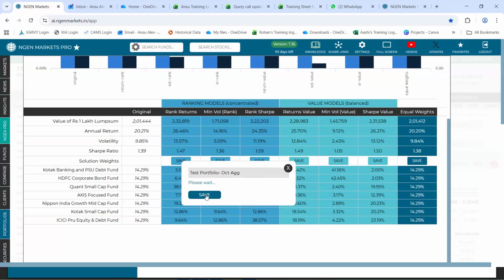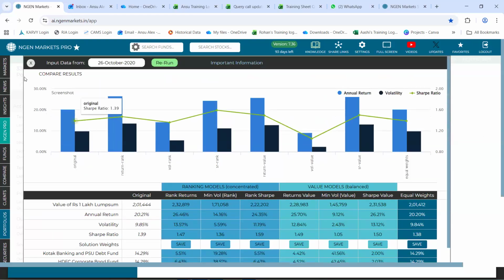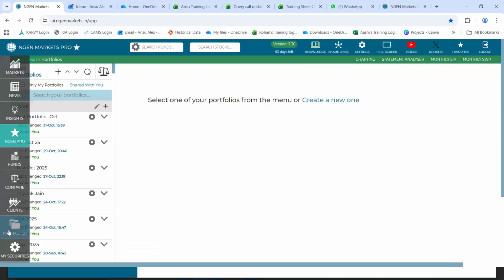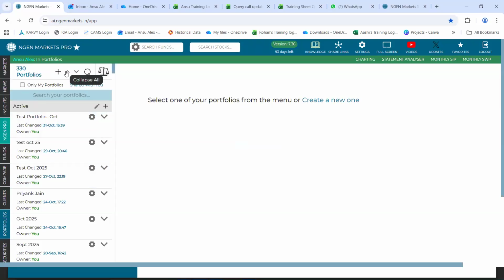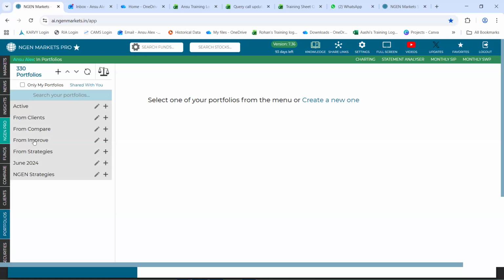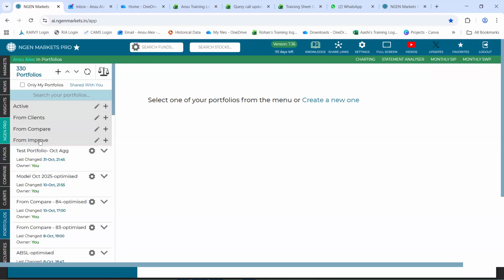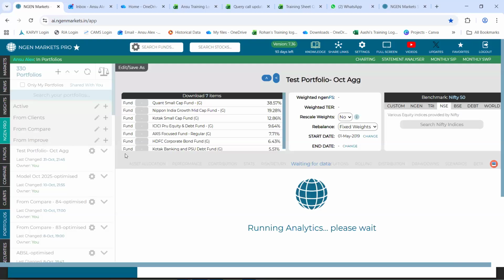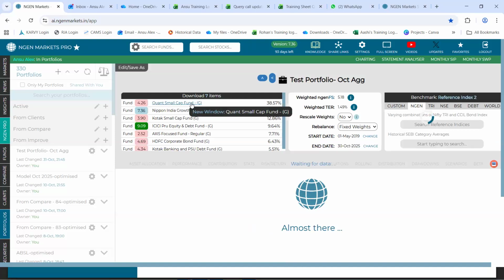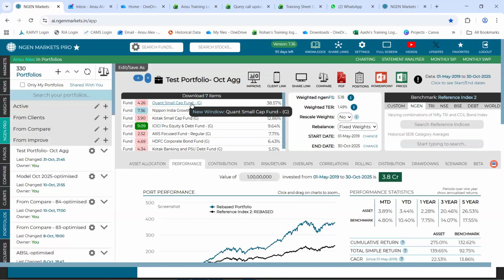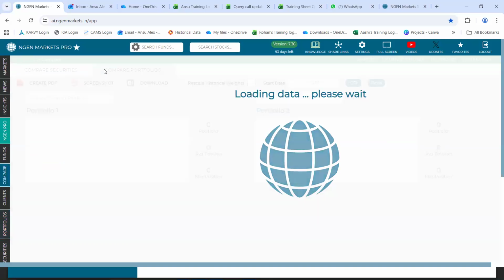Right? Once you click on this save, it will get saved into your portfolios tab right here. All you need to do is collapse this folder, and since this was created from the improve folder, you click on this drop down and it will now be available in this folder. You can just quickly have a view on this portfolio. You can see that maximum allocation to an extent of 38% has gone to quant small cap basis what we had saved this portfolio. Then you can use this feature of comparing two portfolios just by clicking on it.